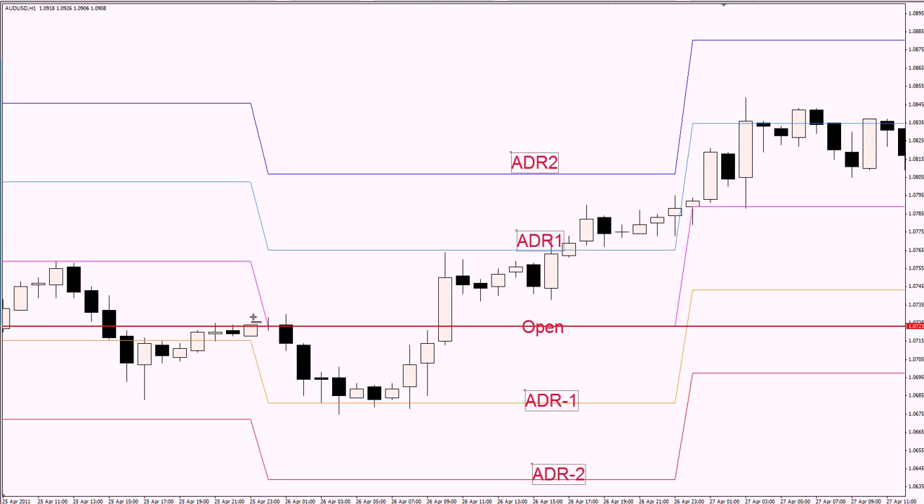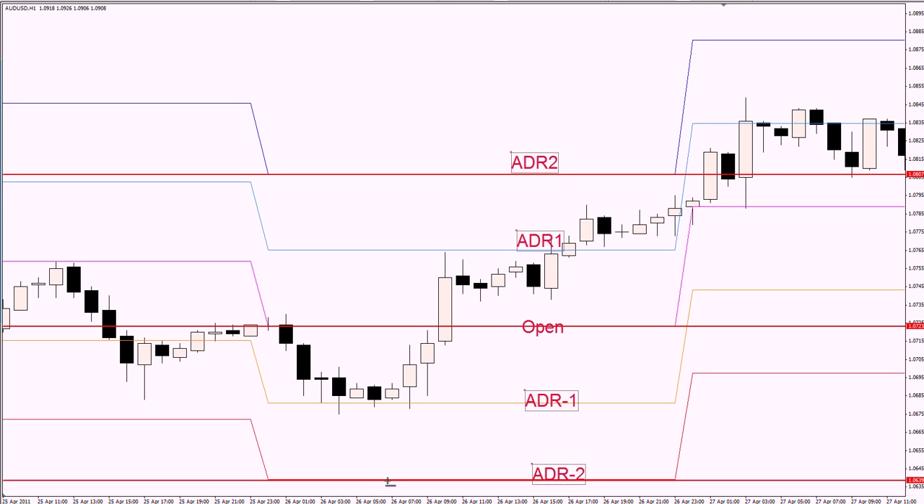In this case, the average daily range is 84 pips, so this indicator draws an extreme line here to the upside, 84 pips to the upside, and also one extreme here, 84 pips to the downside. It also draws another line halfway between the opening and the extremes.